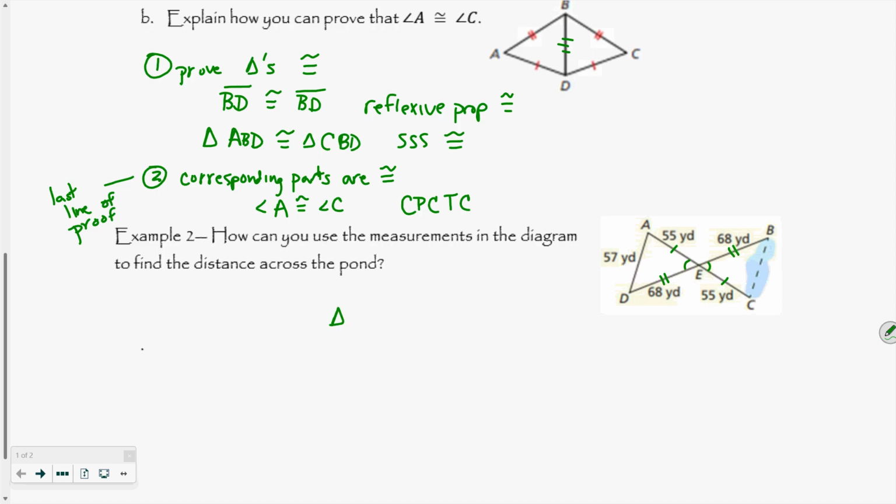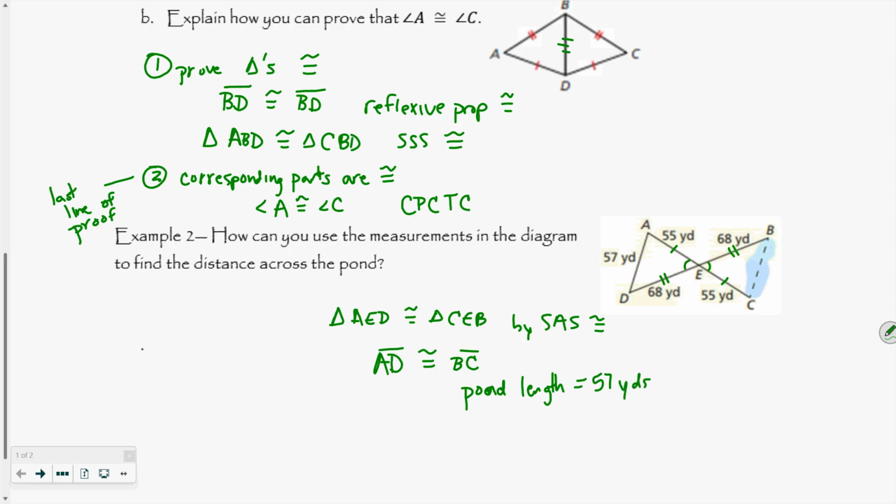So I know that triangle AED is congruent to triangle CEB by side angle side congruence. Now because of that, I know that AD must be congruent to BC. So the distance across the pond, the pond length there, should be 57 yards. And that's using the idea of congruent triangles.